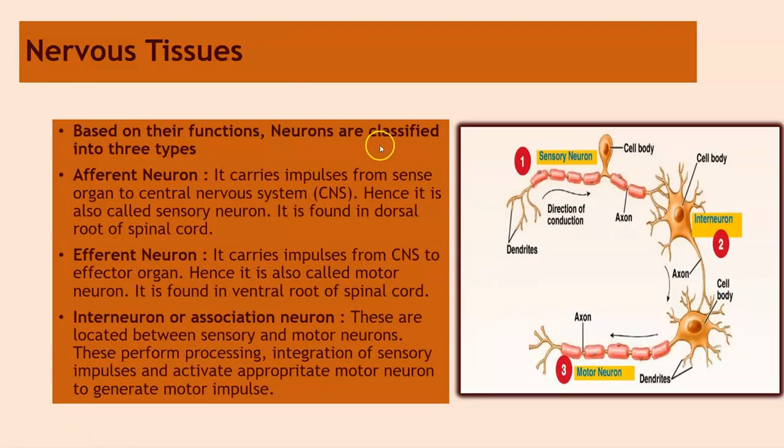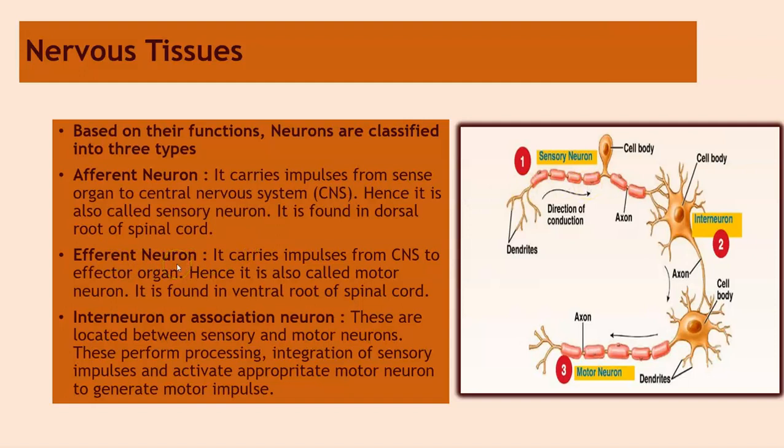Students, based on their functions, neurons are classified into three types. We have afferent neuron, efferent neuron and interneuron or association neurons. Let us have a look at each of these three types individually. The afferent neuron carries impulse from the sense organ to the central nervous system, that is your CNS. Hence, it is also called the sensory neuron. Have a look at this image here. Can you see here it is marked as the sensory neuron? This is your afferent neuron. This is the direction of the conduction of the impulse. These are your dendrites which are in contact with your sense organs. So these carry the impulse from the sense organ towards your central nervous system.